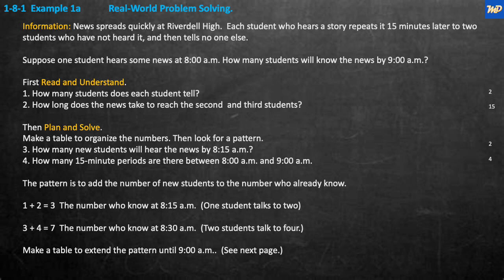So this student hears the news, 15 minutes later, that student finds two people who haven't heard the news already, so these are new students hearing the news, tells those two students, and then tells nobody else. If anybody else is going to hear the news, it's going to be from the two new students in the next period. Okay, so suppose one student hears some news at 8 a.m. How many students will know the news by 9 a.m.? That's the problem we're going to deal with right here.